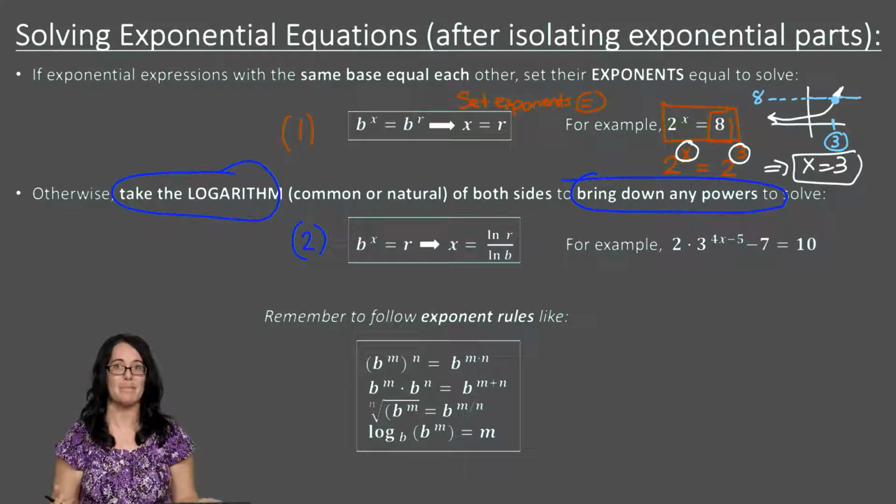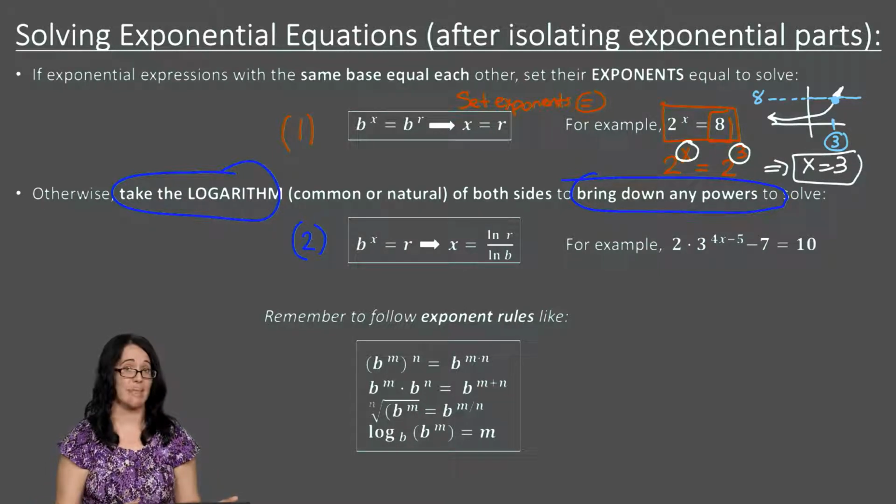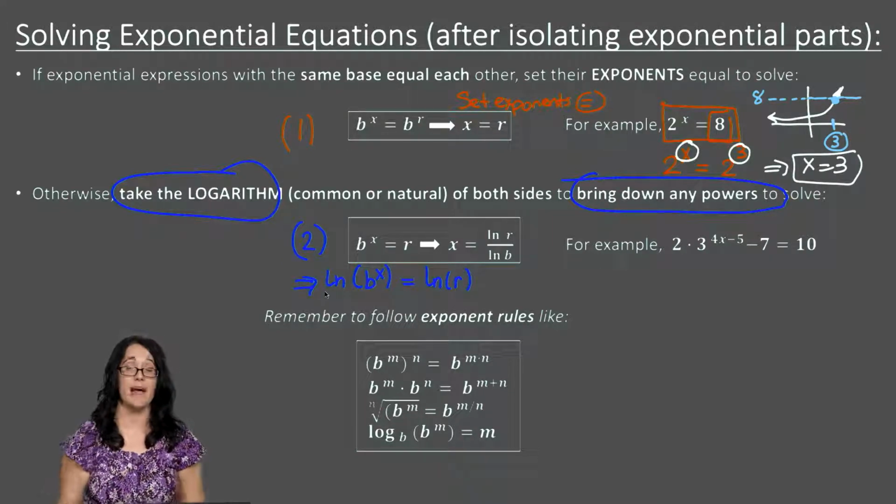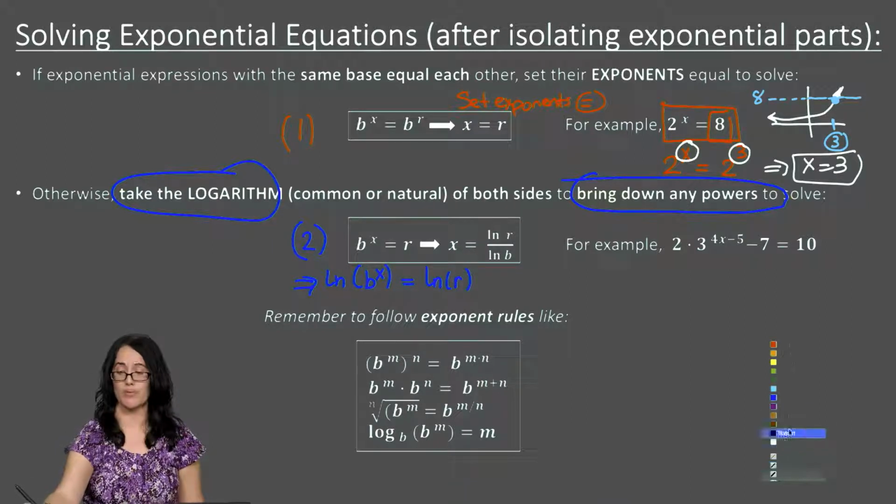I will recommend base e, the natural logarithm, because when you deal with financial applications or most exponential growth and decay models, you have base e involved, so natural log would be your better option in most cases. Well, when I've taken the natural log, for example, of b to the x, I also have to do it on the right, so that would be the natural log of r, which would mean that I'm allowed to now use my power rule from our previous video series.